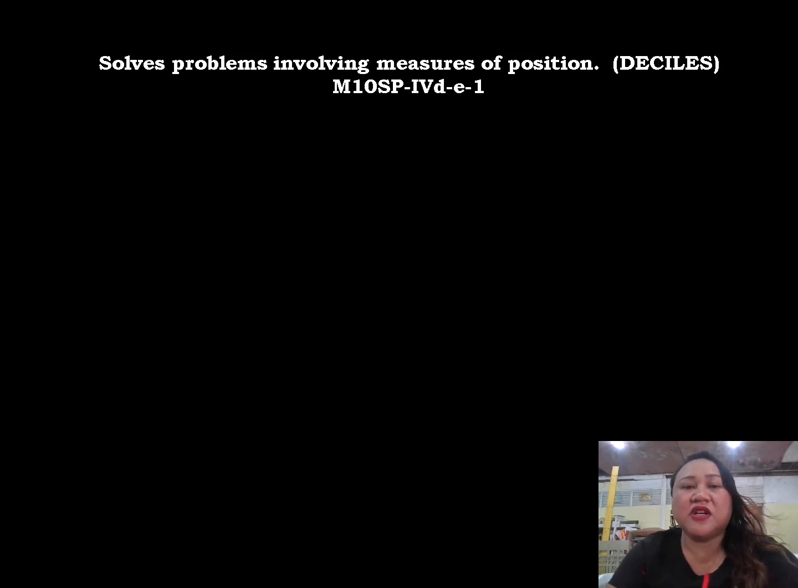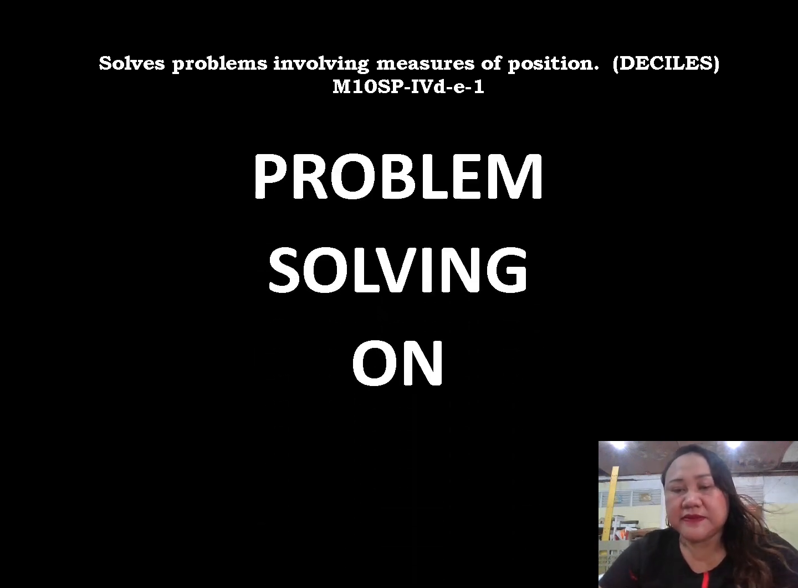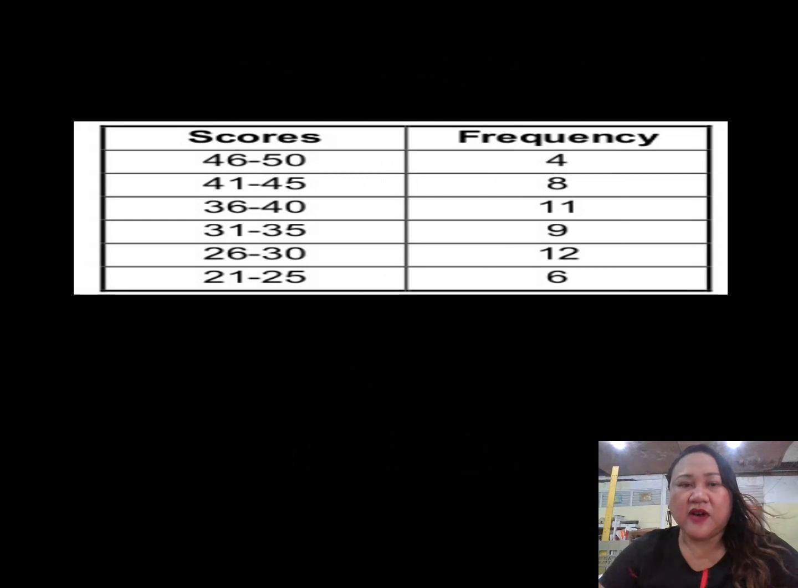So our topic is on solving problems involving measures of position. This is on deciles. Then this is the topic. Okay, so this is the first test. I'll be giving you the scores and the frequency. So from 46 to 50, there are 4 students who got that score. 41 to 45, there are 8 students. Then 36 to 40, 11 students. 31 to 35, 9 students. Then 26 to 30, 12 students. And 21 to 25, there are also 6 students.